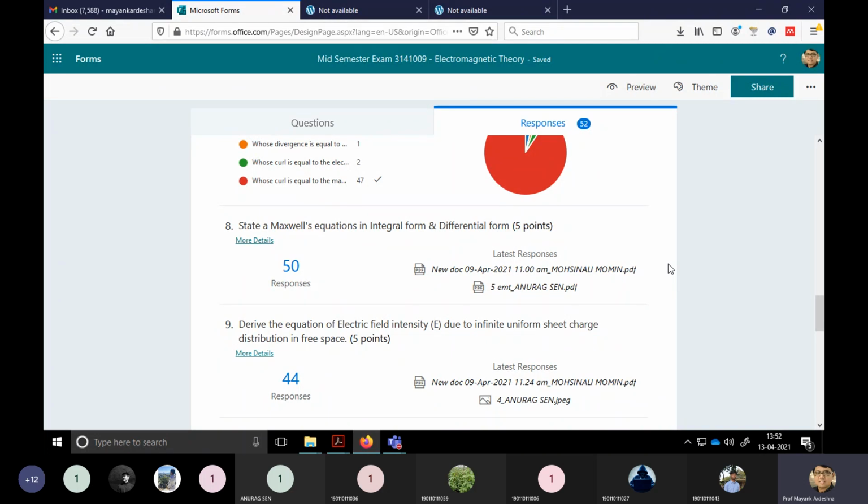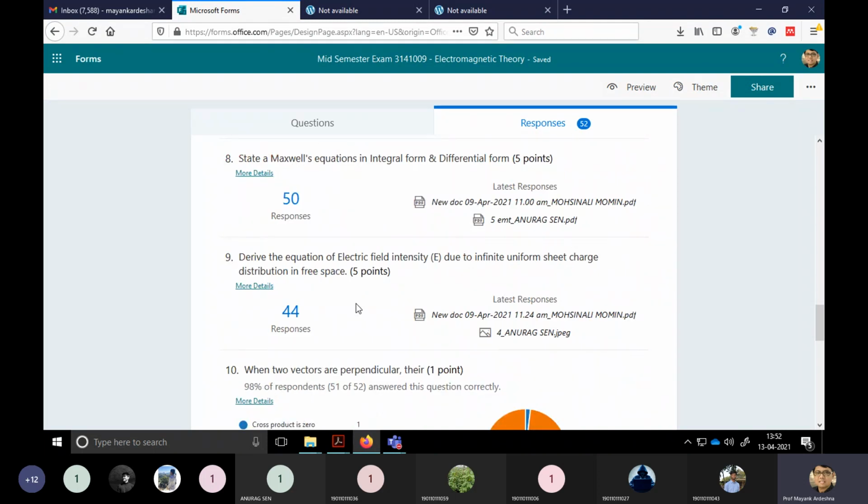Similarly for Maxwell's first equation, del dot D is equal to rho V. You mention that the divergence of the vector field must be equal to the volume charge density. Then you get full marks. Only stating or mentioning the equation is not a sufficient answer for the 8 marks.